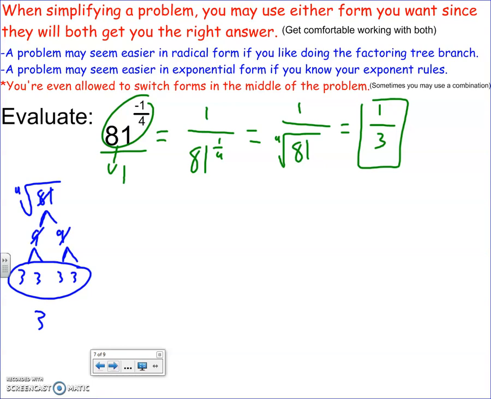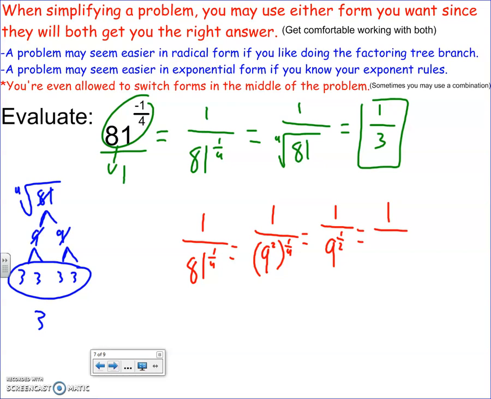Another way would be this. From this step here, I can say 81 is the same thing as 9 squared. I can use my exponent rules here. So I can multiply the exponent 1/4 to the exponent 2 to get 1 over 9 to the 1/2. I could change the radical here, or I could say, and this is a nice trick, 9 is 3 squared. So 3 squared to the 1/2, I can multiply 1/2 times 2 is 1, so I get 1/3. You'll see this trick used more often in the next problem. But your choice, you can keep in radicals, or you can do exponential form.